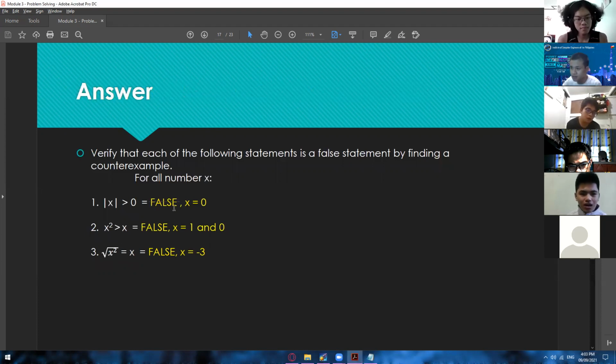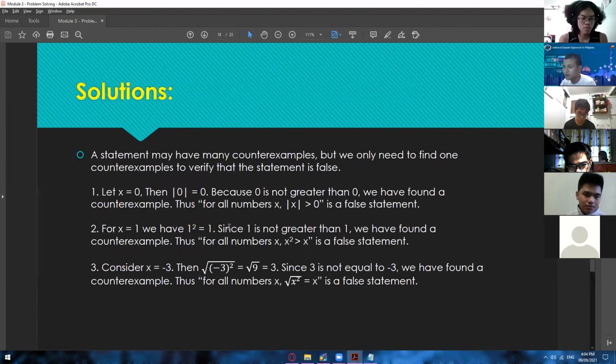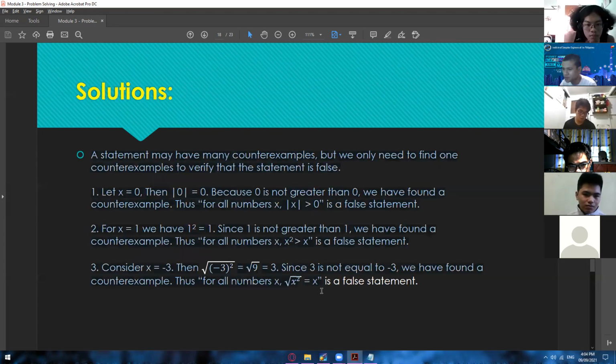Of course, this one is false, since if x is 0, it is not true all the time. The same with number 2. Just by answering 1 or 0 for our x right here, this is not true all the time anymore. For number 3, we have -3. Okay, so here are their explanations. Just read them.